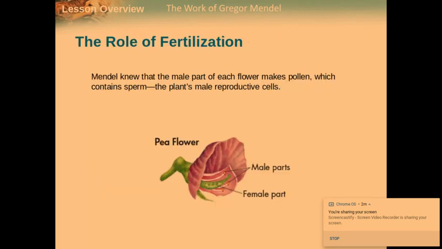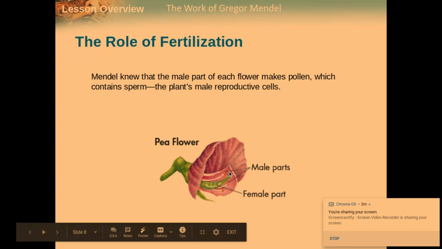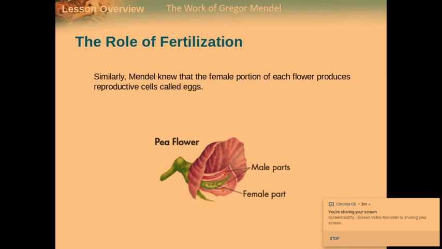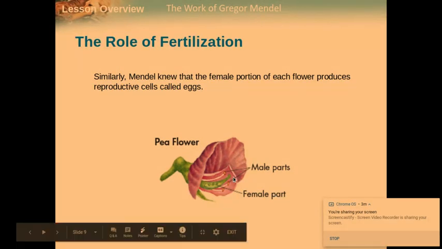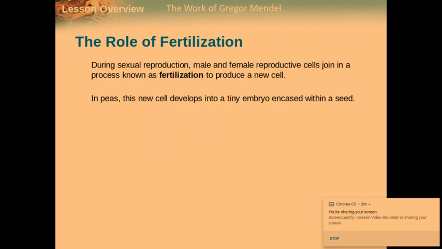So Mendel knew that the male part of each flower makes the pollen, which contains the sperm. So that's what pollen is. Pollen is plant sperm. And you can see in the picture the male parts and then the female parts. The male parts are around the sides, and the female part is in the middle. Similarly, Mendel knew that the female portion of each flower produces cells called eggs. So eggs are created in the female part. During sexual reproduction, male and female reproductive cells join in a process known as fertilization. I don't think this is anything you guys haven't heard before. But when you get a sperm and an egg and they come together, they fertilize and they make an embryo. In peas, this new cell develops into a tiny embryo encased within a seed.